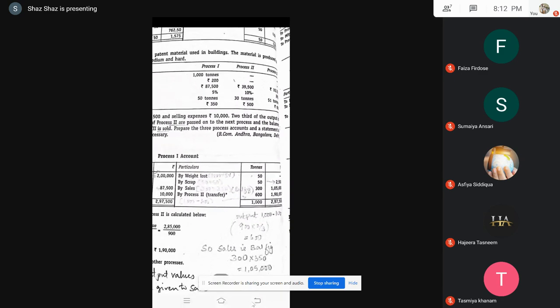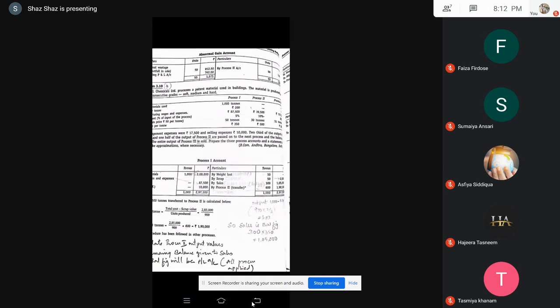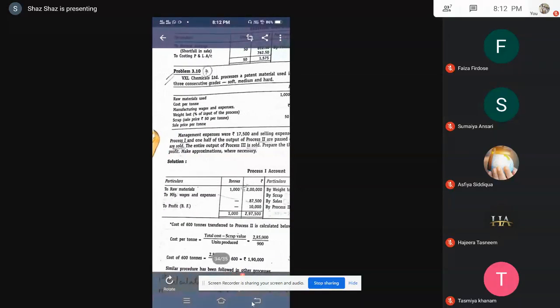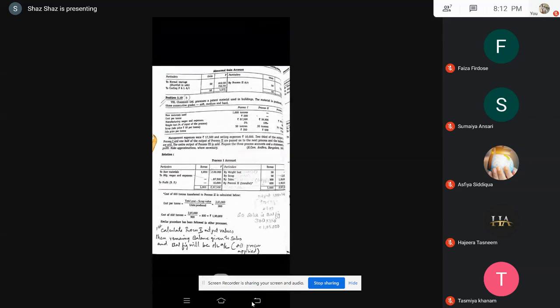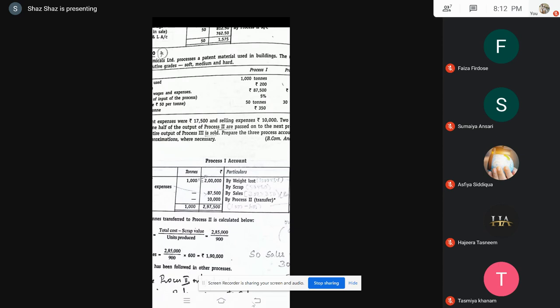अब क्या करना next हमें? Weight loss हो गया, scrap हो गया. अब हमने क्या बोल रहे हैं? So output, अब हमने output important है. Okay, अब output में usually what we used to do here is we used to take the output. After taking the output, we used to finalize whether we are getting abnormal loss or abnormal gain. Isn't it? But ये question में क्या है? They are telling you that two third of the output should be from process one. So how will you calculate the two third? See here. अब यहाँ पे output में क्या है? You have to calculate two third of the process one, and remaining should be sold out.